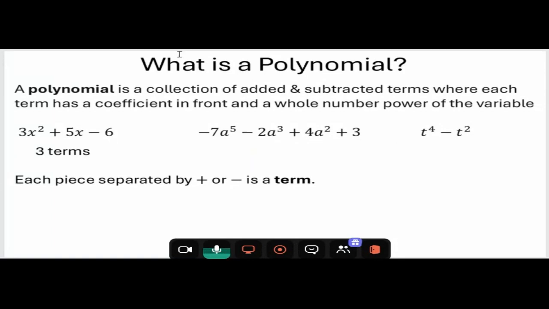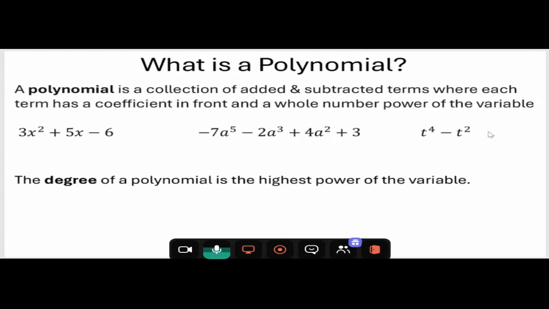Okay, so if we look at this, we have this first piece here, second piece here, third piece here, and a fourth. So 4 terms in that one. And again, notice every term is either a negative or a positive. This negative here in front of the 6 has nothing to do with the 5x in front of it, only to do with the number that follows it. And this last one here just has two terms, the t to the fourth and the t squared.